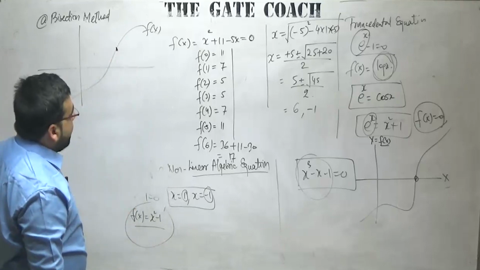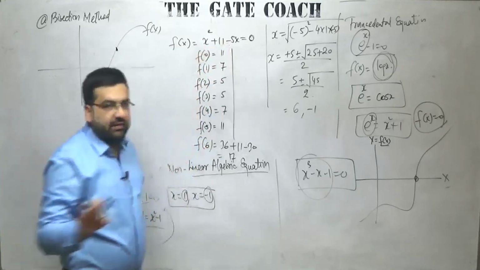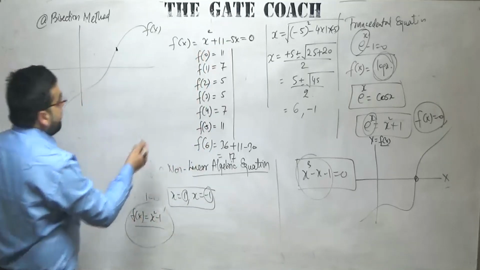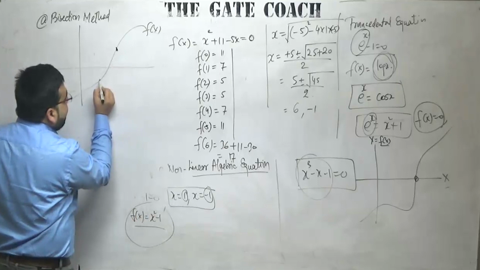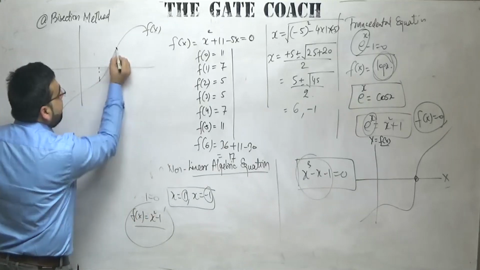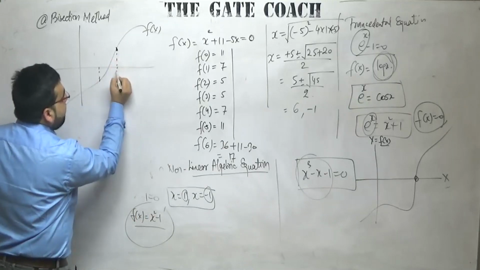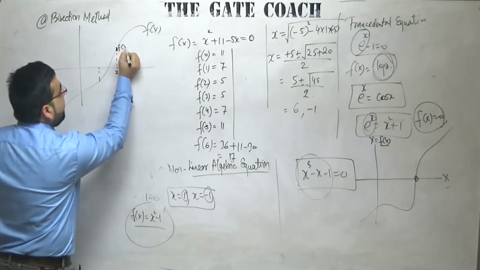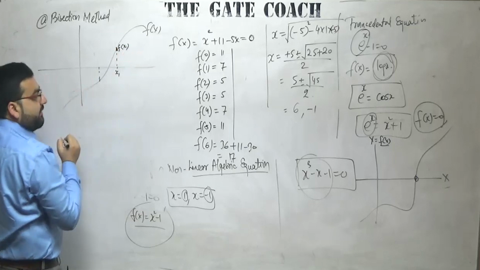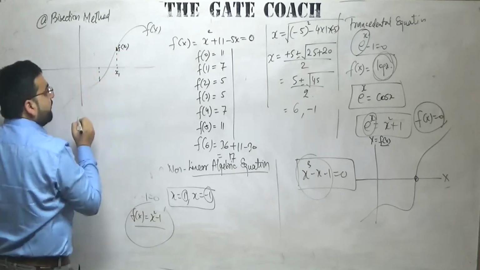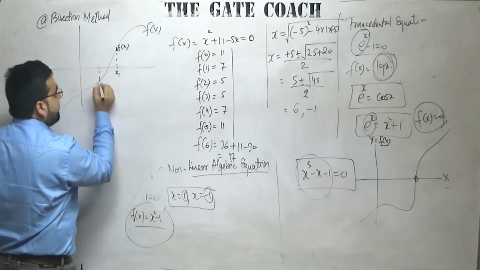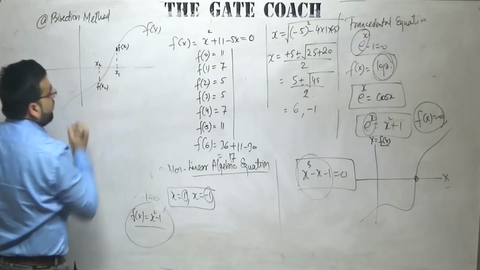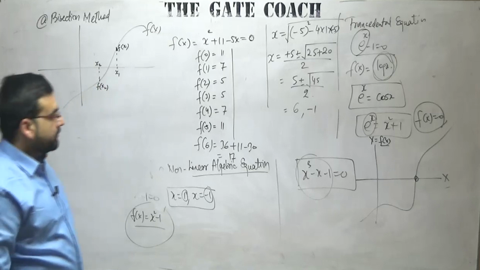Clear? Similarly, this is some hypothetical equation which I have taken, and I don't even know what the solution of this equation is. Similarly, for some value of x, let us say x1, you are getting this f of x1. And for some other value, let us say x2, you are getting the negative value f of x2. For example, it is like this.